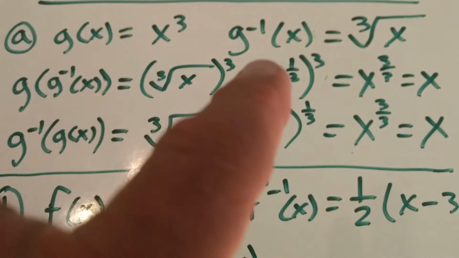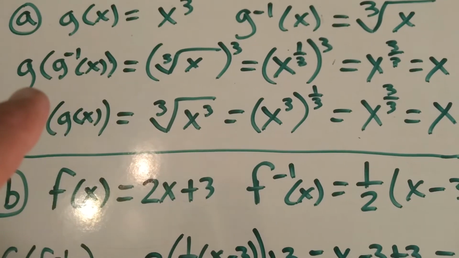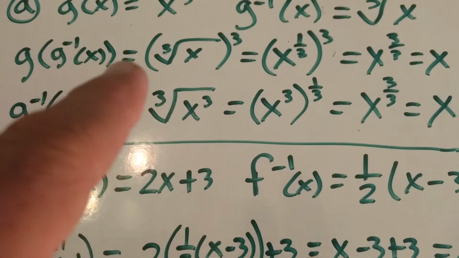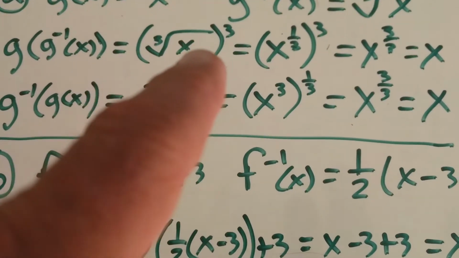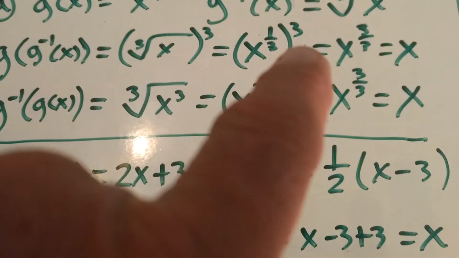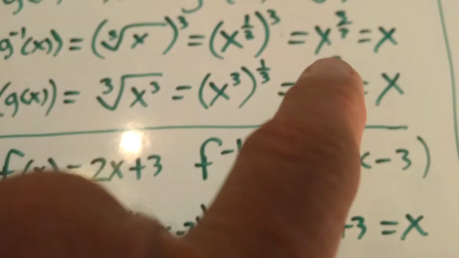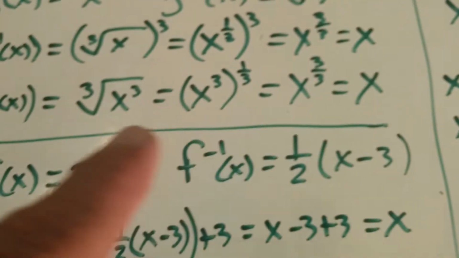So what we do is we take the g to the negative 1 of x and stick it into the x here. So we have g to the negative 1 of x, which is cube root of x, to the third power, which is really x to the 1/3 power to the third power. That's the product rule where we multiply. So it gives us x to the 3/3 power, which is x.